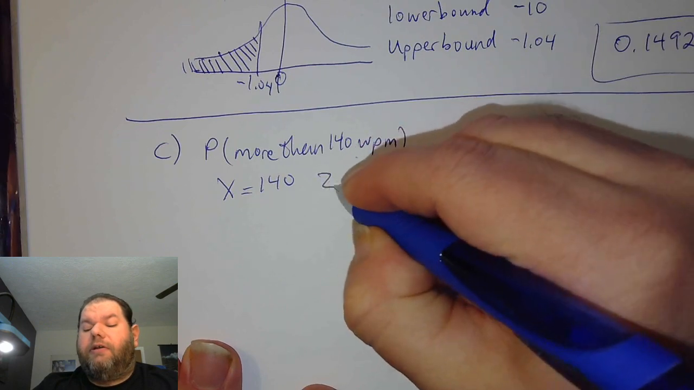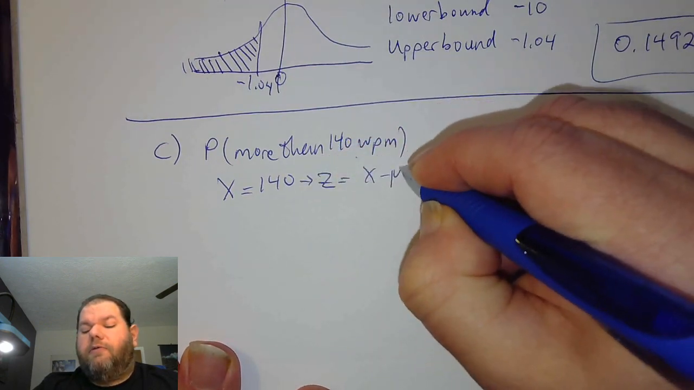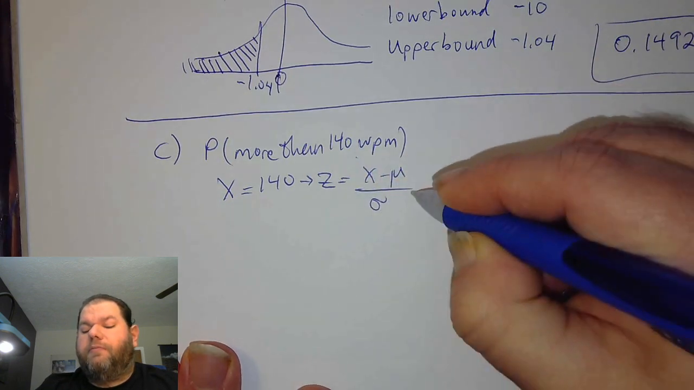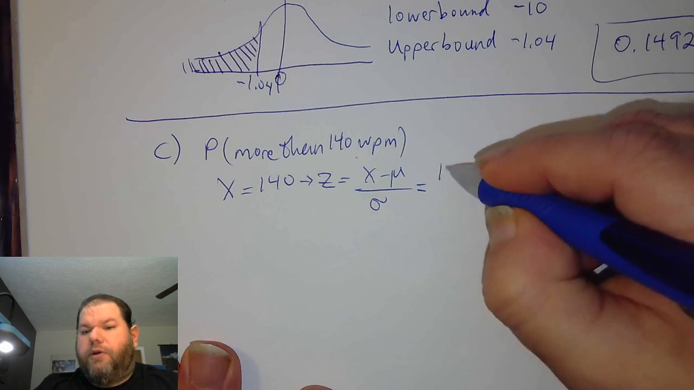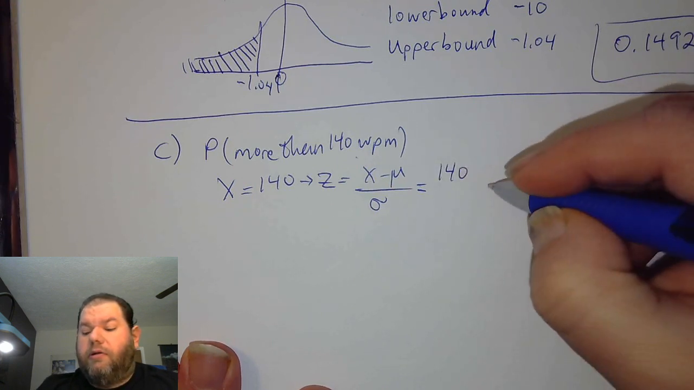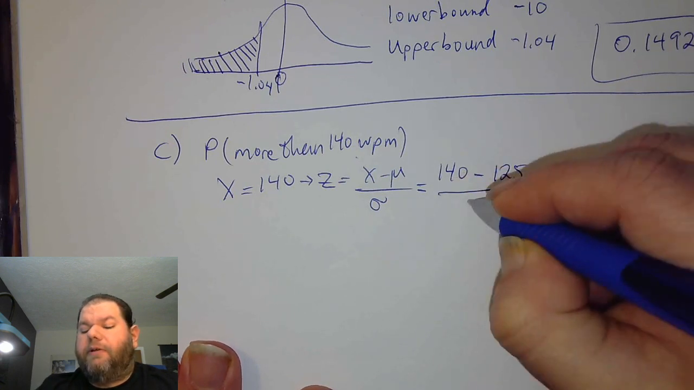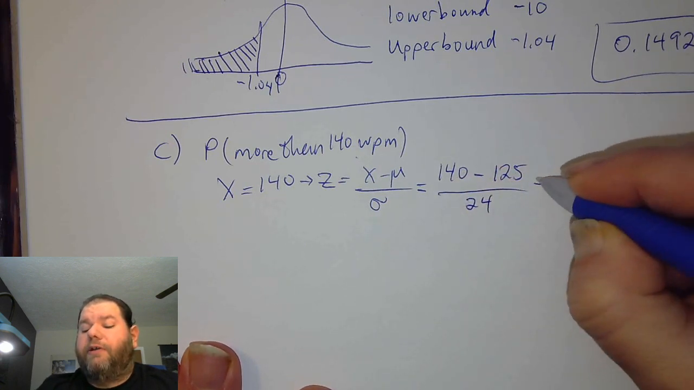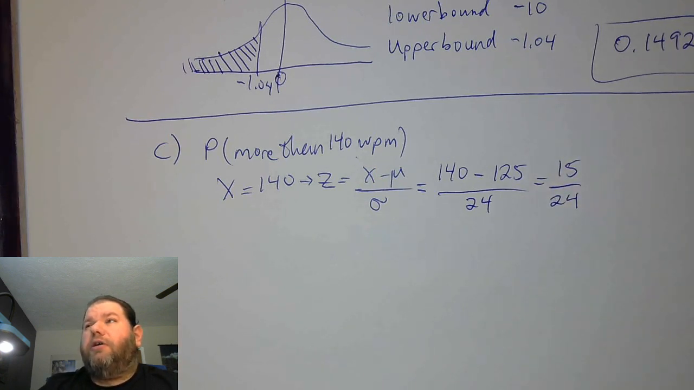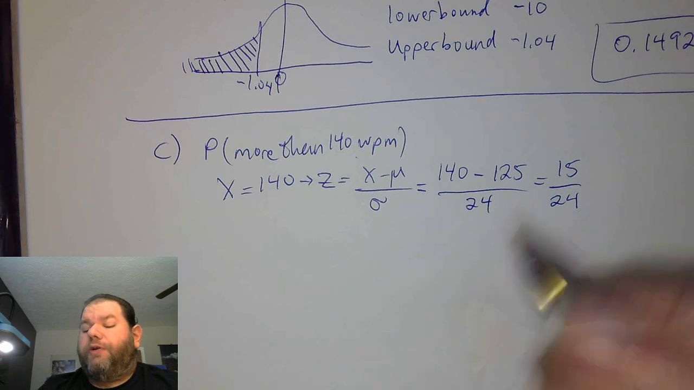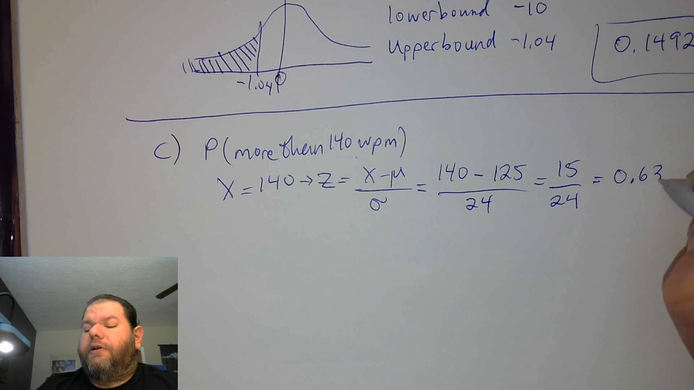Okay, so z is x minus mu over sigma. X is 140, mu is 125, and sigma is 24. So if we subtract, that's 15 over 24, which is 0.625. So we'll do 0.63.